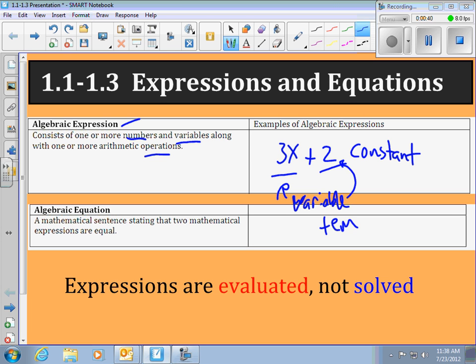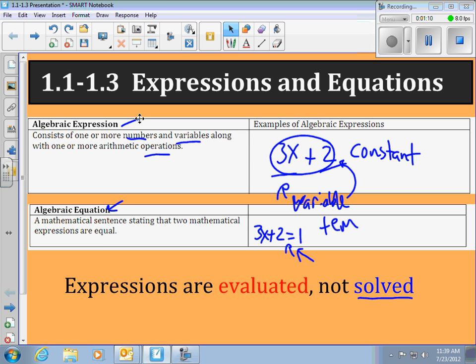constant number 2. We also have algebraic equations, and the only difference is it contains an equal sign. So a good example would be something like, we'll take the 3x plus 2 again, but you put the equal sign in there, and we'll say 1. The equal sign makes an algebraic equation. Expressions are evaluated, not solved. Equations right here would be solved. This would be simplified or evaluated, your expression. Okay.